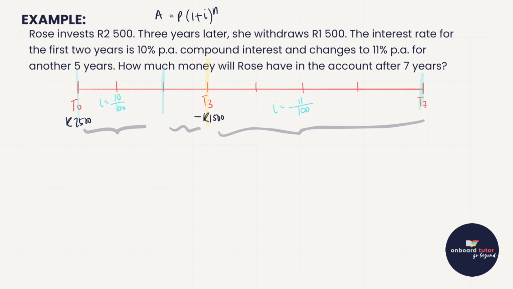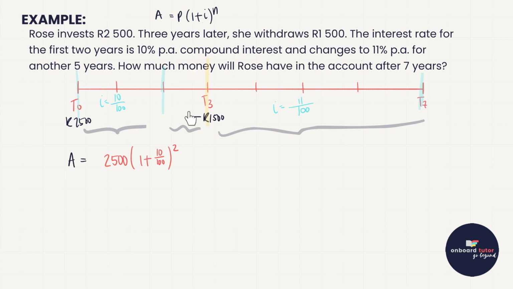All right, so for this first part, we are going to say A equals, okay, let's do the first part in red. So she's going to invest her 2,500 rand. 1 plus the interest rate there is 10 over 100, okay, to the power of 2 years. Okay, so that's what's happening here, the first little part of Rose's investment.